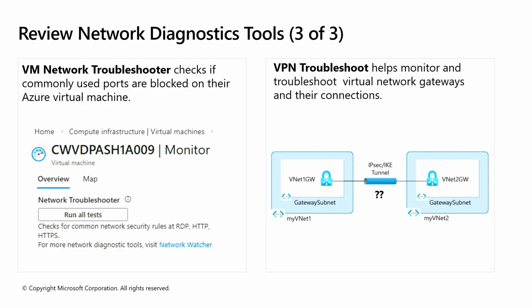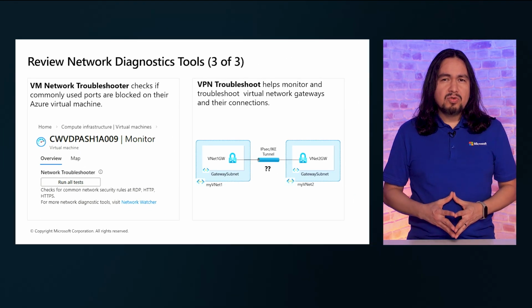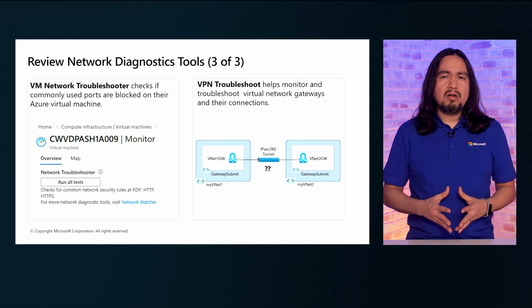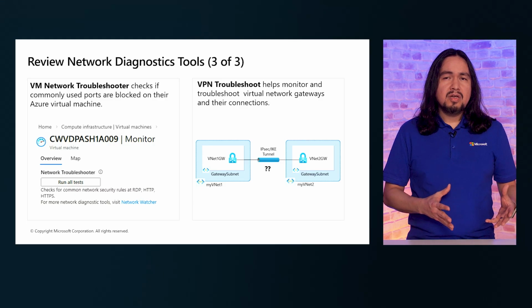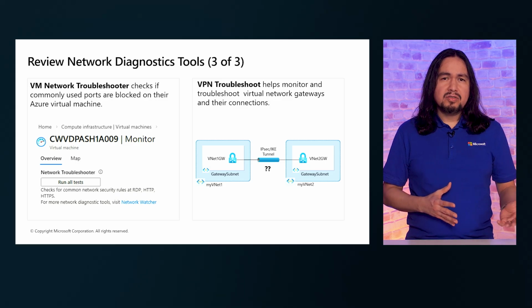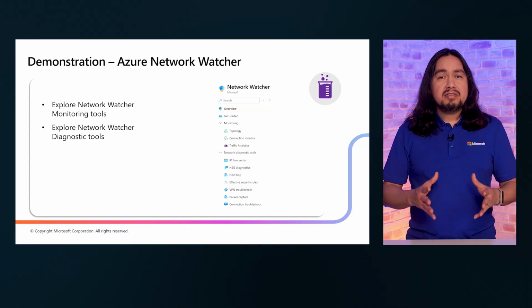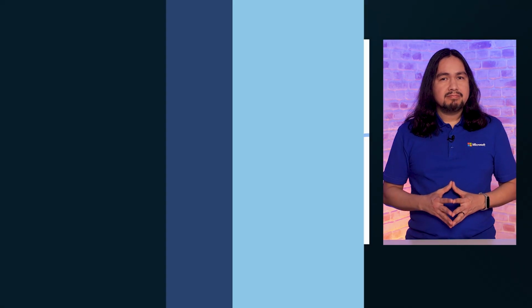Now, let's talk about some network troubleshooting tools. First, the virtual machine network troubleshooter will check if commonly used ports are blocked on that specific Azure virtual machine. On the other hand, we have the VPN troubleshoot, which will help us monitor and troubleshoot virtual network gateways and their connections.